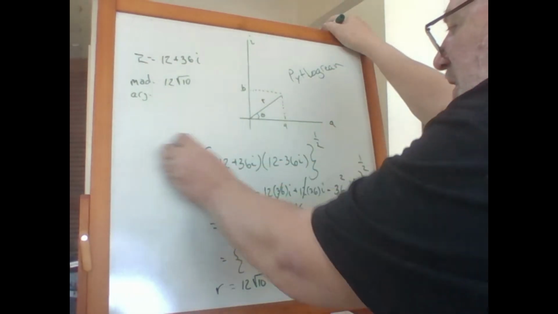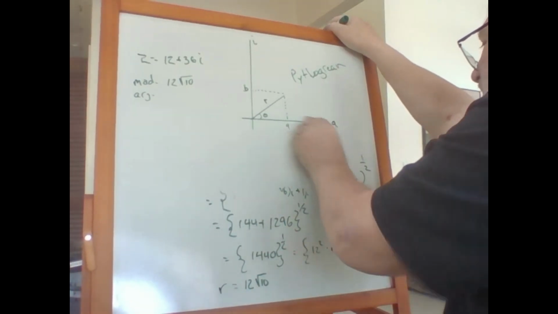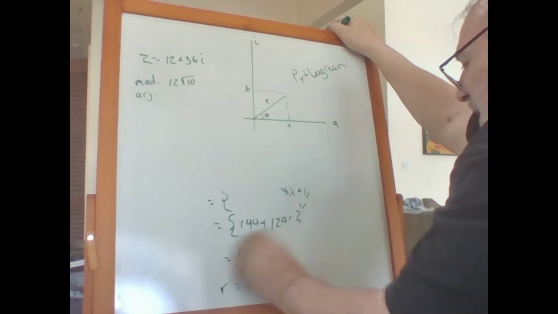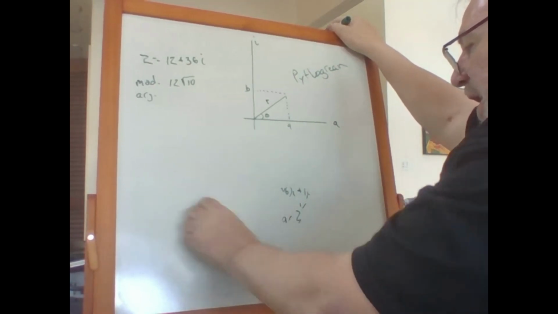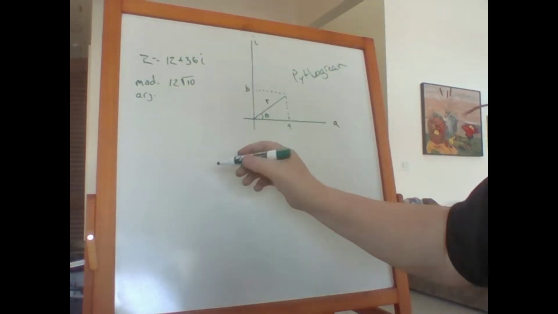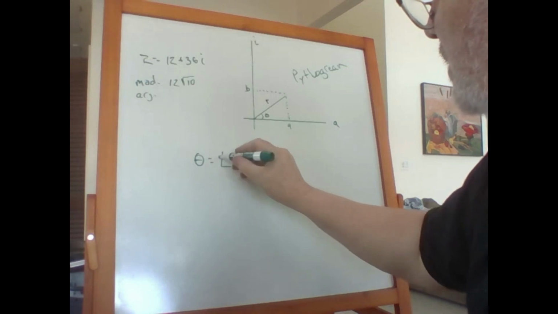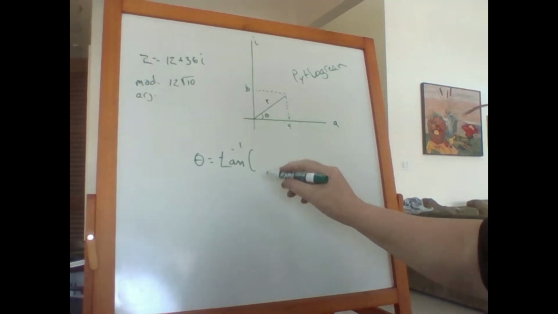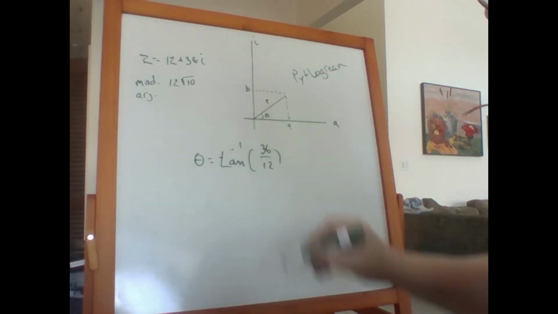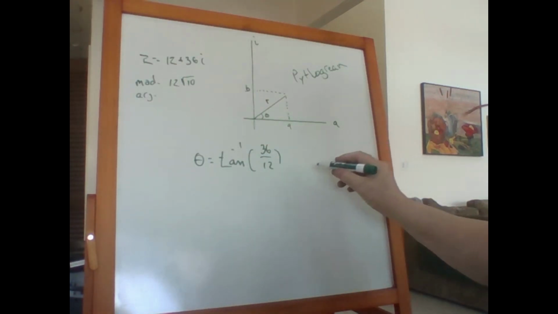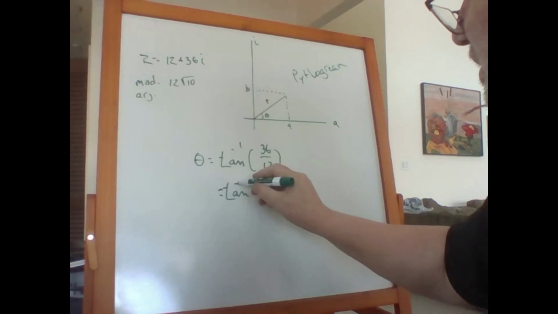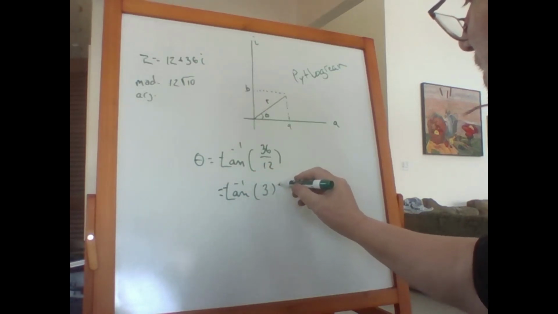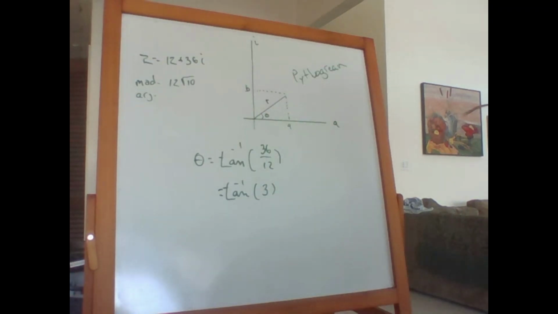The argument here again is the arctan of B over A. So we have theta equals the arctan of B over A, that's 36 over 12. So that would be arctan of 3.